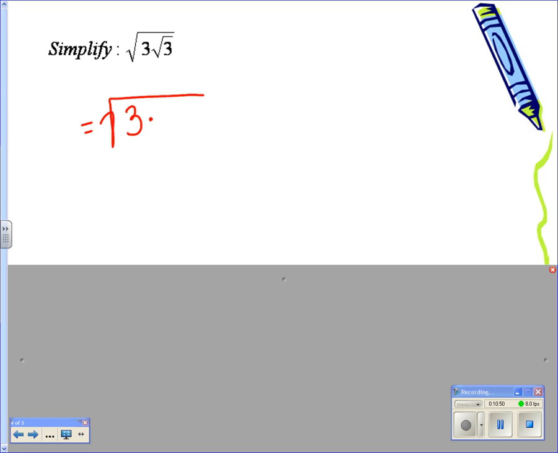Instead of the square root of 3, you start with your innermost radical and make it 3 to the 1/2. Does that make sense? Okay. What am I doing with these two 3s? Multiplying them. So what do I do with the exponents? What is the exponent here? So I keep the base the same. 1 plus 1/2, which is what? 3 halves.